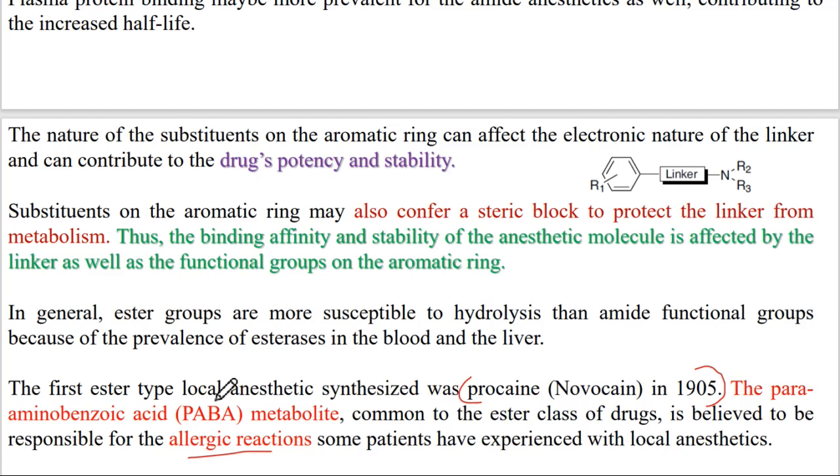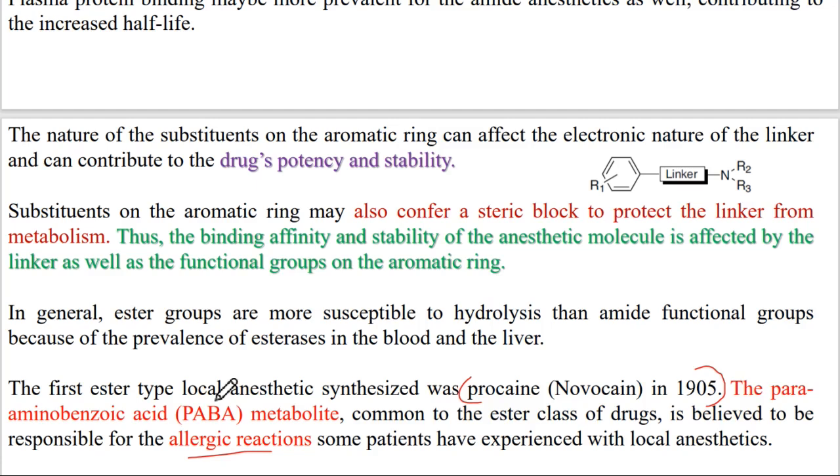अमाइड और ईस्टर्स एक दूसरे के बायोआइसोस्टर्स हैं, यानी they have same shape, size and electronic characters, but जो डिफरेंट करता है, that is stability in vivo और in vitro. फिर हम लोगों को याद रखना है कि जो नेचर ऑफ एरोमेटिक रिंग है वो बहुत ज़्यादा इम्पॉर्टेंट है, because the electronic nature of linker को अफेक्ट कर सकता है और which contributes to the drug's potency and stability.